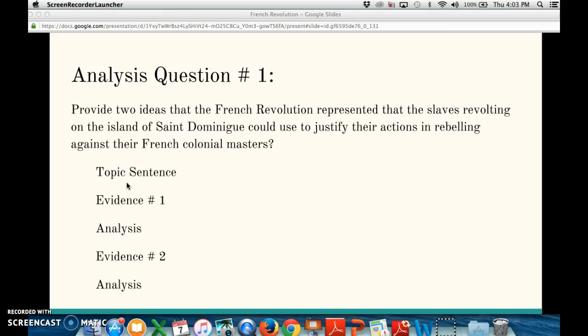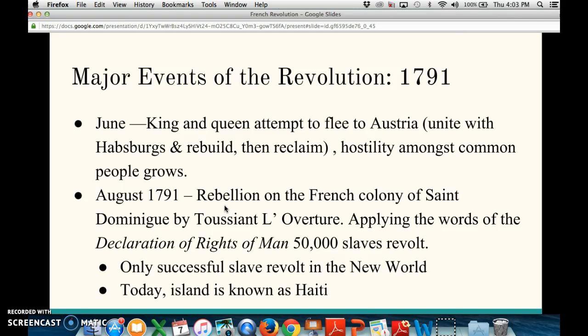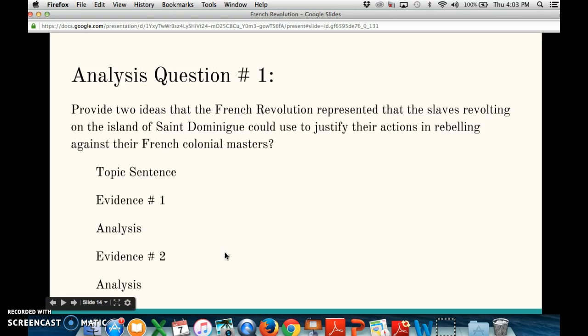Hello everyone. So in class we covered the French Revolution as a review up to 1791. We left off talking about the revolution on the island of Saint Dominique. And your analysis question is this: provide two ideas that the French Revolution represented that the slaves revolting on the island of Saint Dominique could use to justify their actions in rebellion against their French colonial masters.